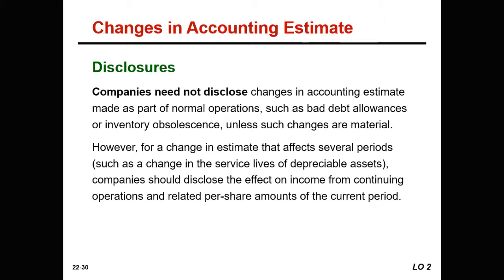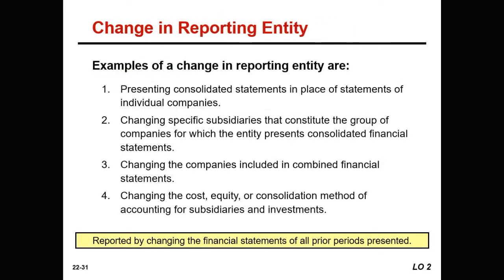Companies need not disclose changes in accounting estimates made as a part of normal operations. So things like their bad debt allowances, inventory obsolescence, unless these changes are material. However, when changes of estimates are going to affect more than one period, such as the change in the service life of a depreciable asset, companies need to disclose the effect on income from continuing operations and related per share amounts of the current period.